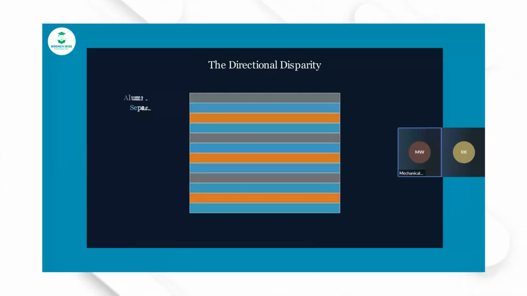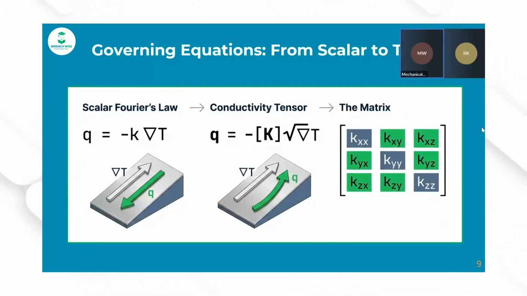Yeah. So the directional disparity essentially talks about this difference between your materials within the battery. In aluminum, your heat will cross very easily, but between the layers, the heat will take a very long time to essentially move. Cool. So this gives rise to us trying to understand what your governing equations can be, from a scalar to a tensor.